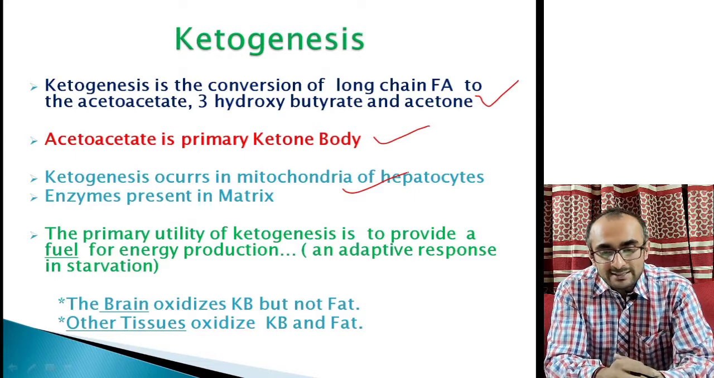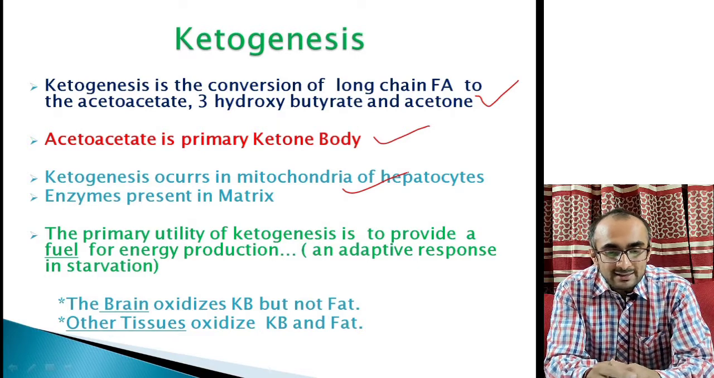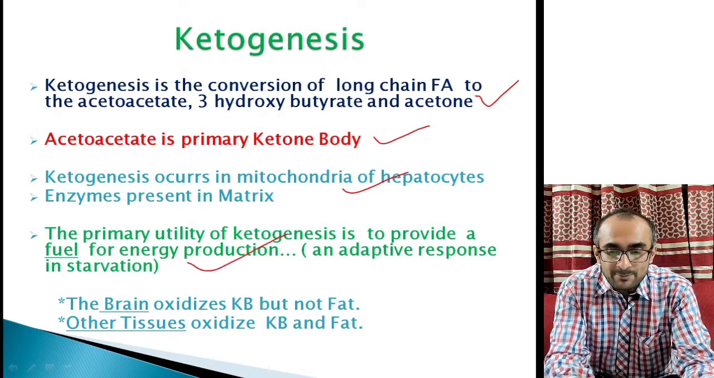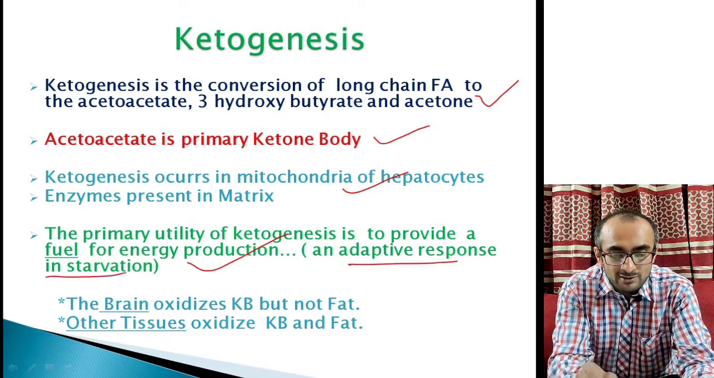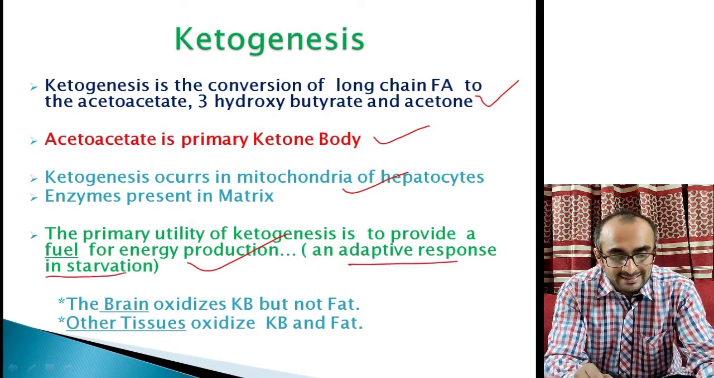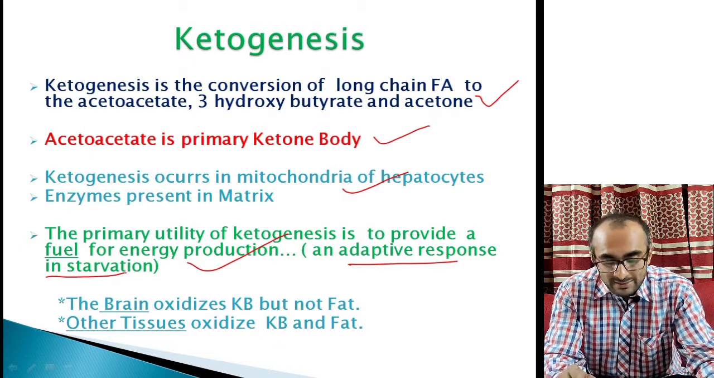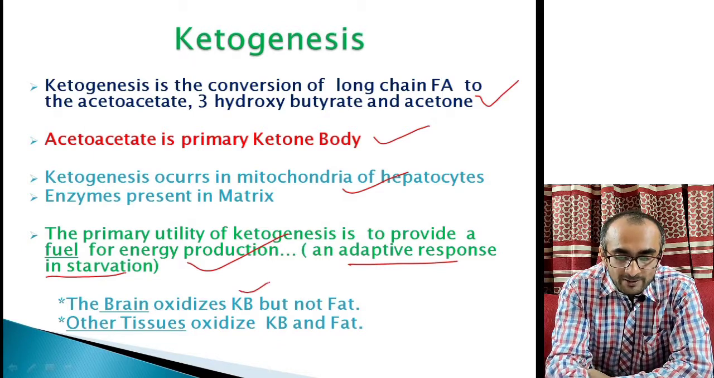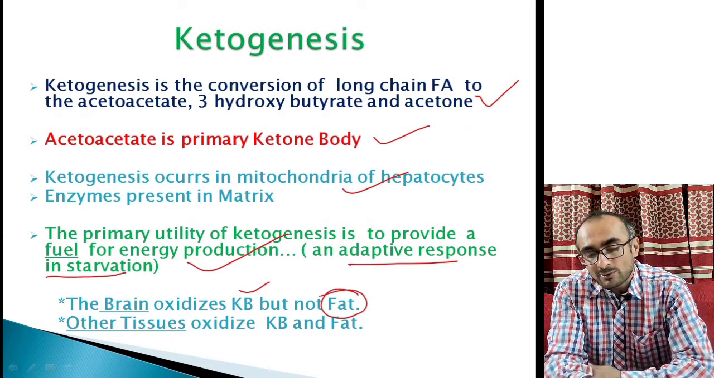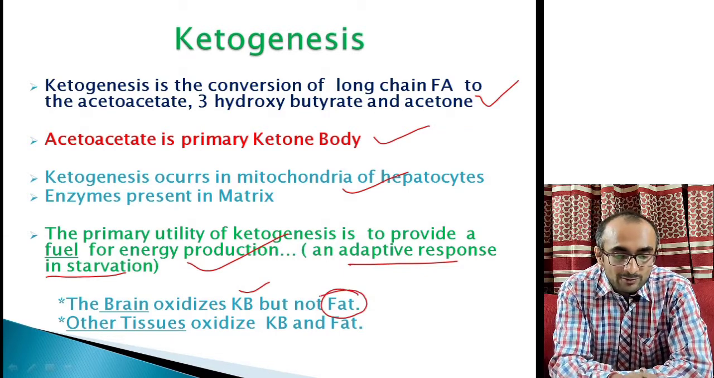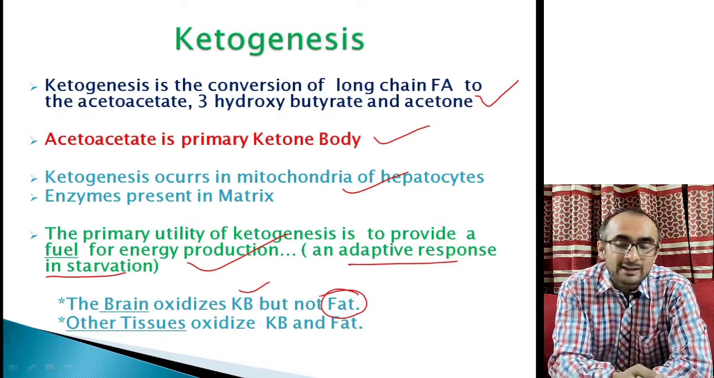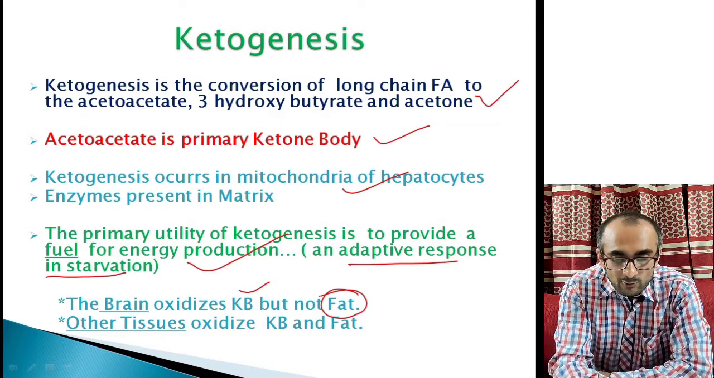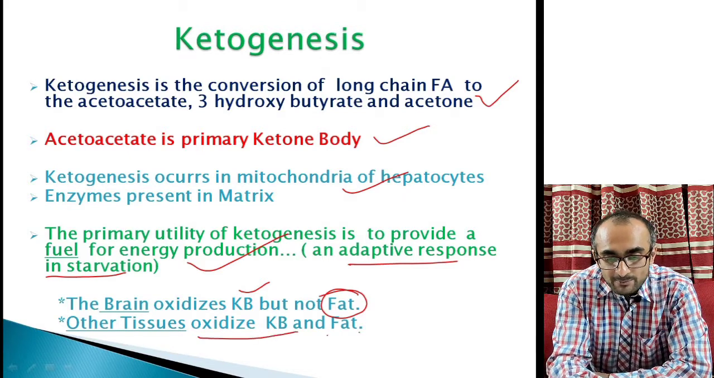The primary utility of ketogenesis is to provide fuel for energy production. This is an adaptive response in case of starvation or in a pathological state when glucose is missing in the cell. Brain oxidizes ketone bodies, but fats cannot cross the blood-brain barrier, so those fats in blood cannot be utilized by brain to give energy. Other tissues can oxidize ketone bodies and fat both.